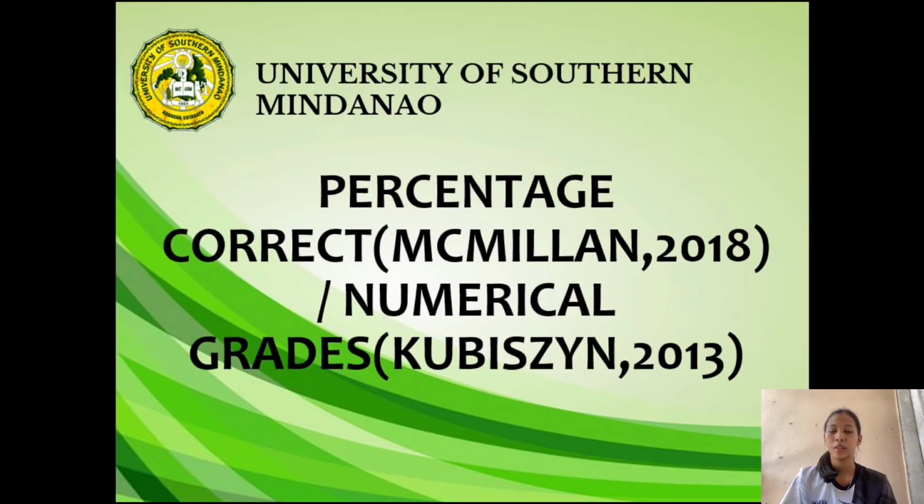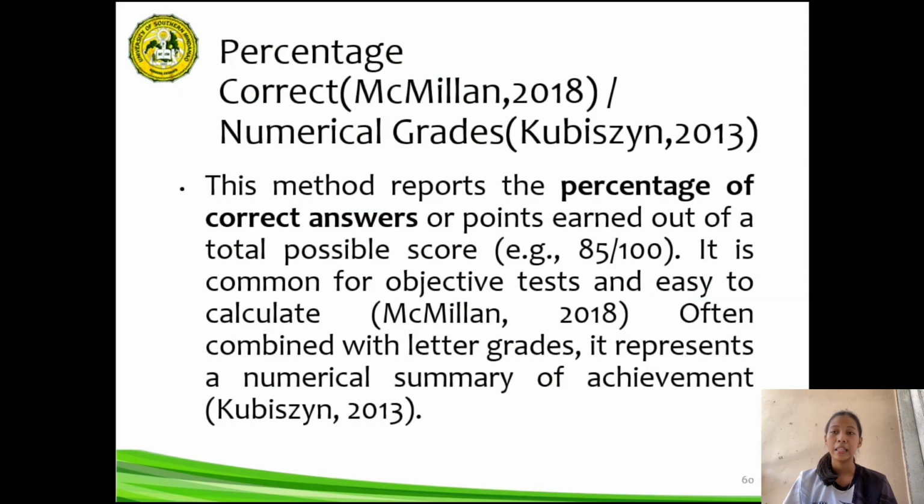So next is the percentage correct according to Macmillan 2018, and it is also known as numerical grades according to Cobisin 2013. These methods report the percentage of correct answers or points earned by a student in a total possible score. Example, 85 out of 100. It is common for objective tests and easy to calculate according to Macmillan 2018. It's often combined with letter grades. It represents a numerical summary of achievements.